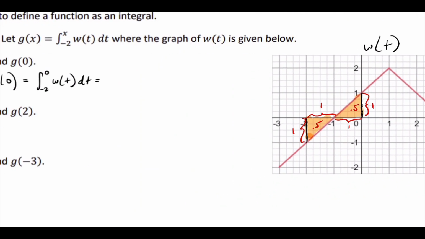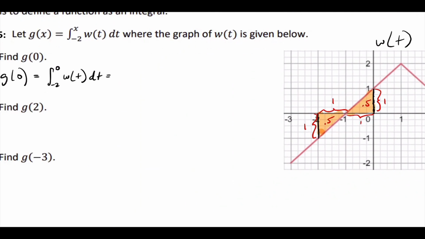So what's my answer going to be? What's the area, total area under the curve? I see. I knew I was going to give 2 answers. 2 answers, 1 or 0.